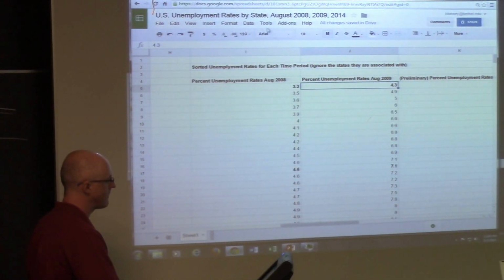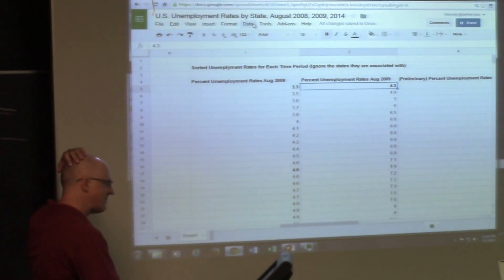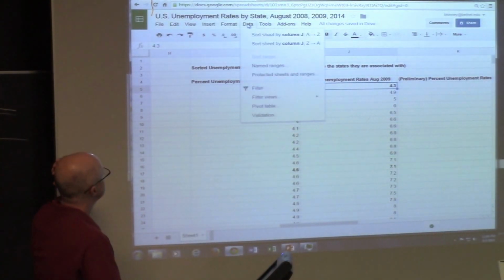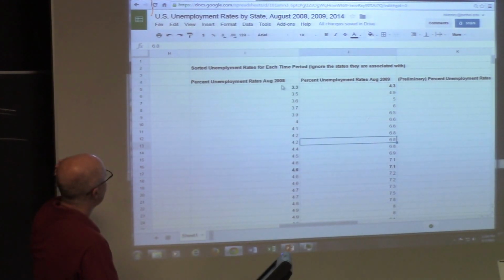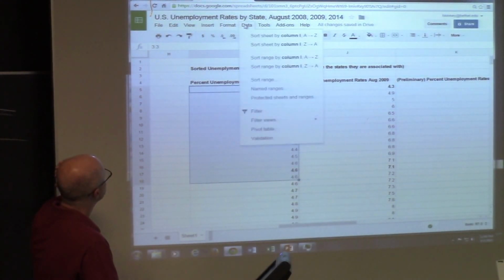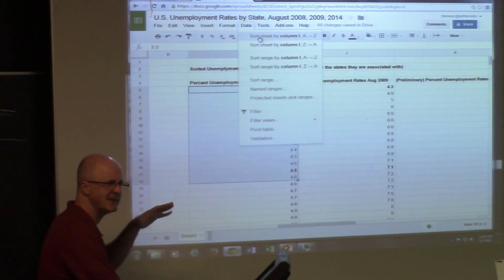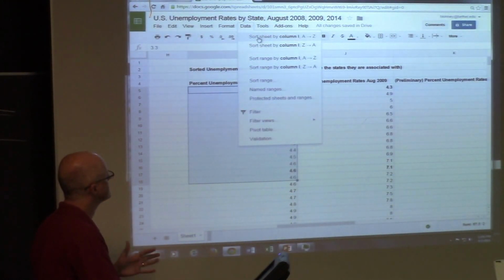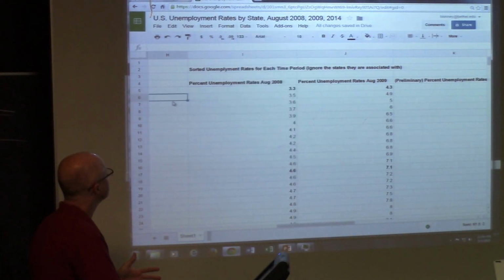Once you've got these sorted, and by the way, I was checking before class, and I think if you highlight them, it's probably better to use sort range instead of sort sheet. I think the sort sheet can maybe get you into trouble. So it's better once they're highlighted to use sort range.